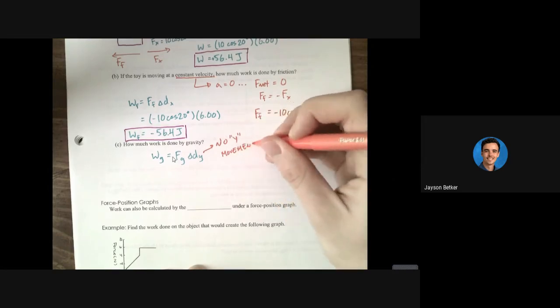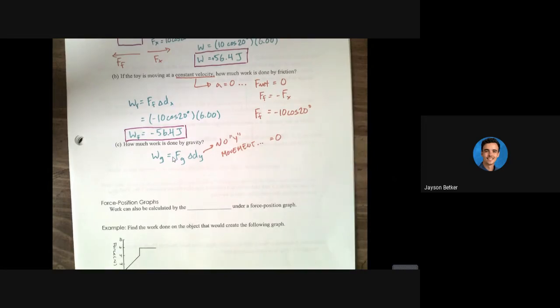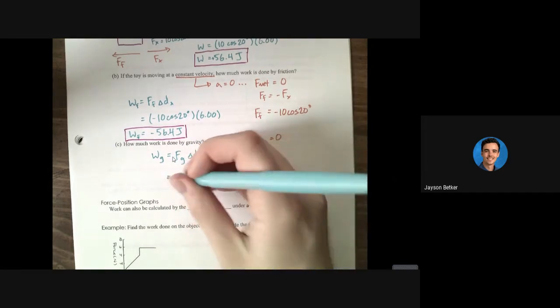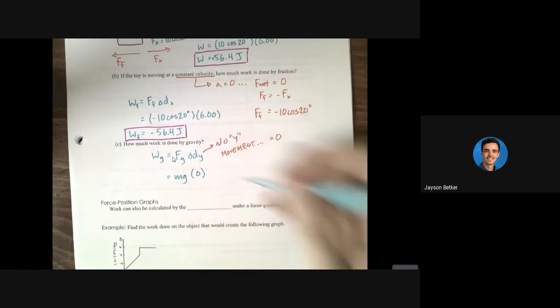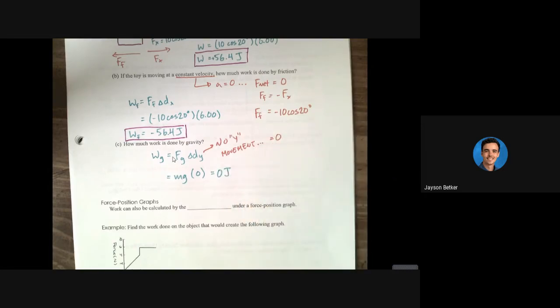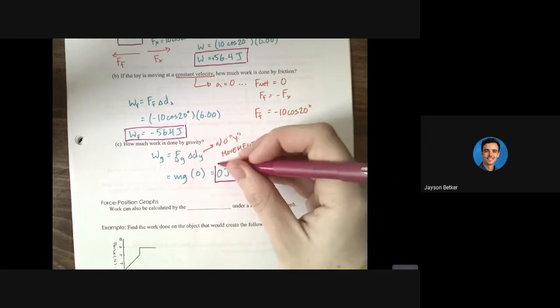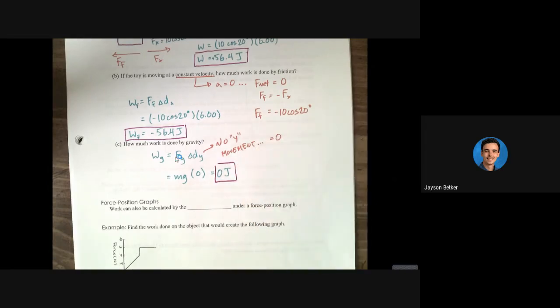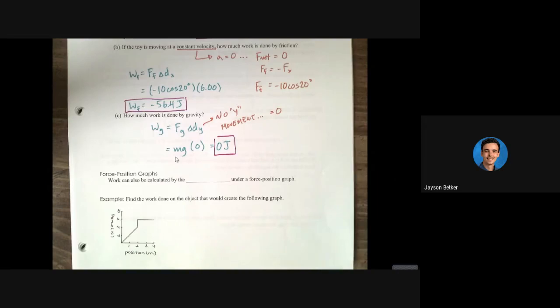So that means that it's going to be 0. So what we're going to get is Fg is mg, we knew that already, times 0. And we get an answer of 0 joules. So the work done by gravity is 0 if there's no movement in the positive or negative y directions.